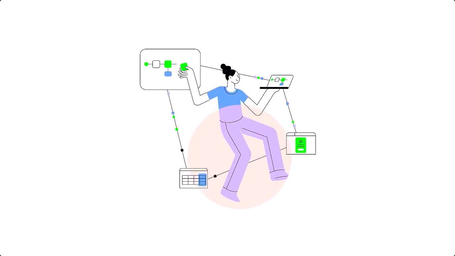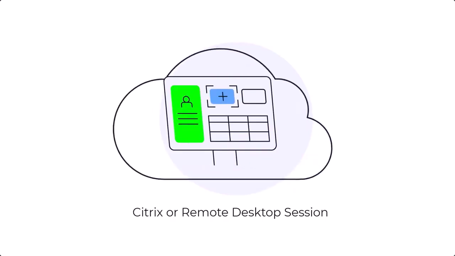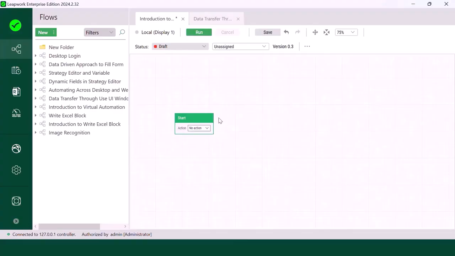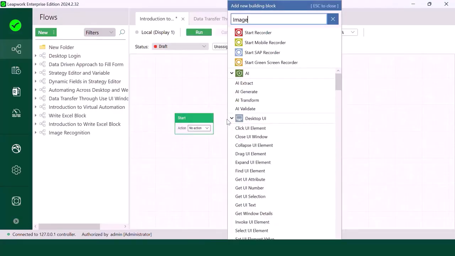But what if the application you're trying to automate is running in a virtual environment, like Citrix or a remote desktop session? In this case, the application is still running on a server, and what you see on your screen is simply an image of that app running remotely. This creates a bit of a challenge for automation because there's a boundary between your local machine and the virtual environment. In this video, we'll show you how to overcome this challenge with Leapwork virtual automation blocks.